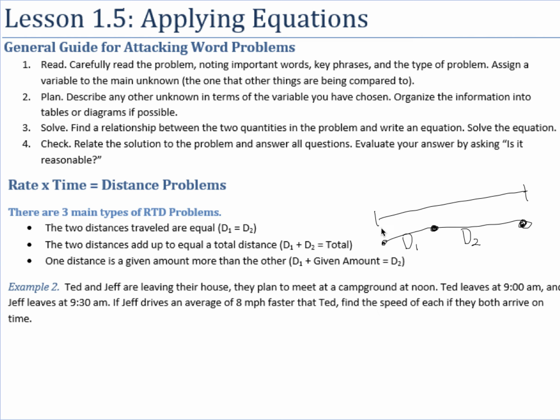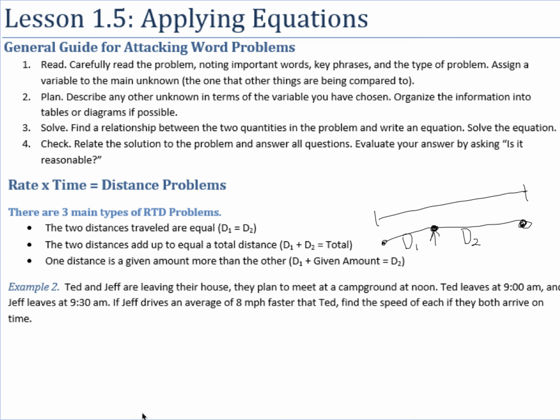Let me go back to the second one, because I could have also said maybe 2 people start at this city and one goes west and one goes east. So D sub 1 plus D sub 2 could equal the whole thing. So let's take a look at this example here.